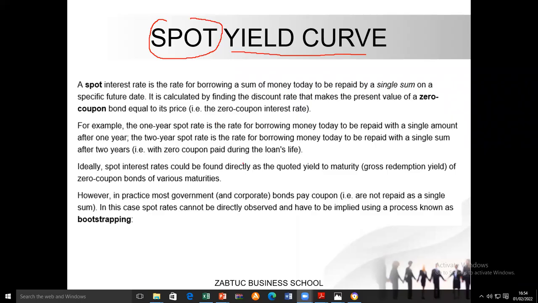So what is a spot yield curve? That's a concept that we want to talk about. A spot interest rate is the rate for borrowing a sum of money today, to be repaid by a single sum on a specific future date.